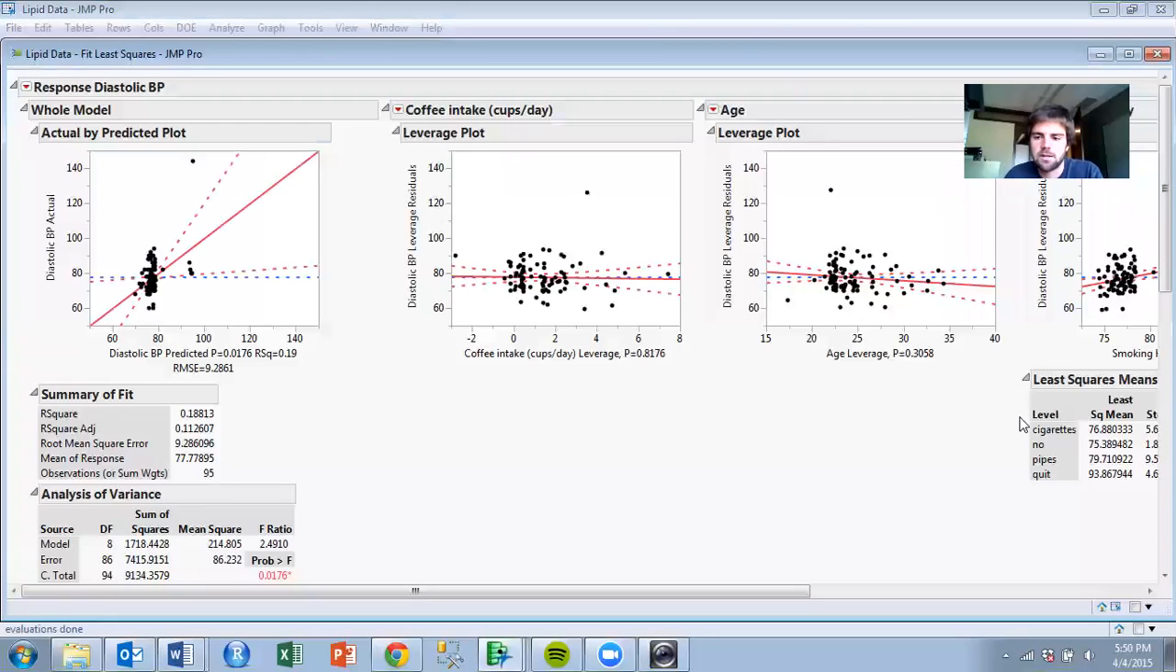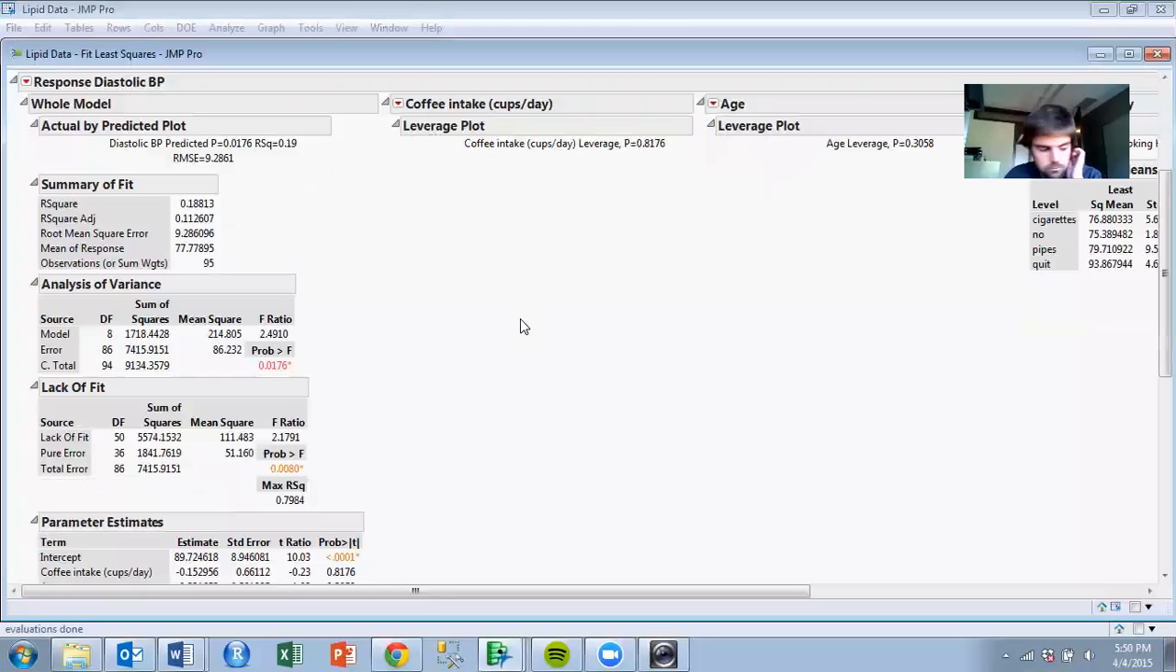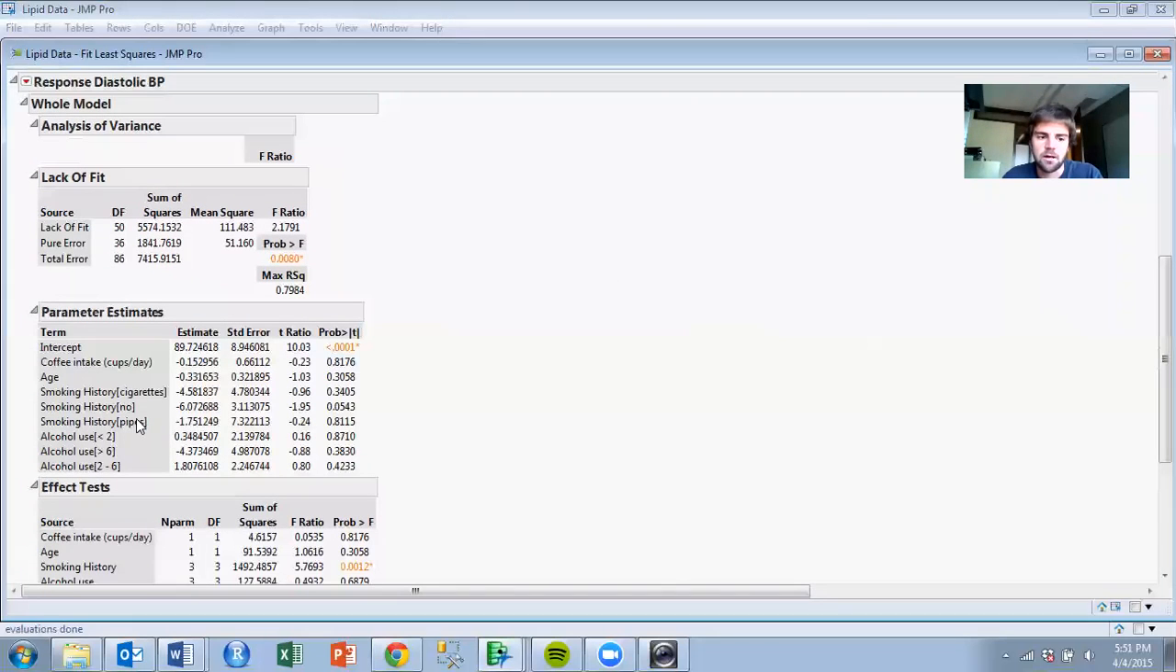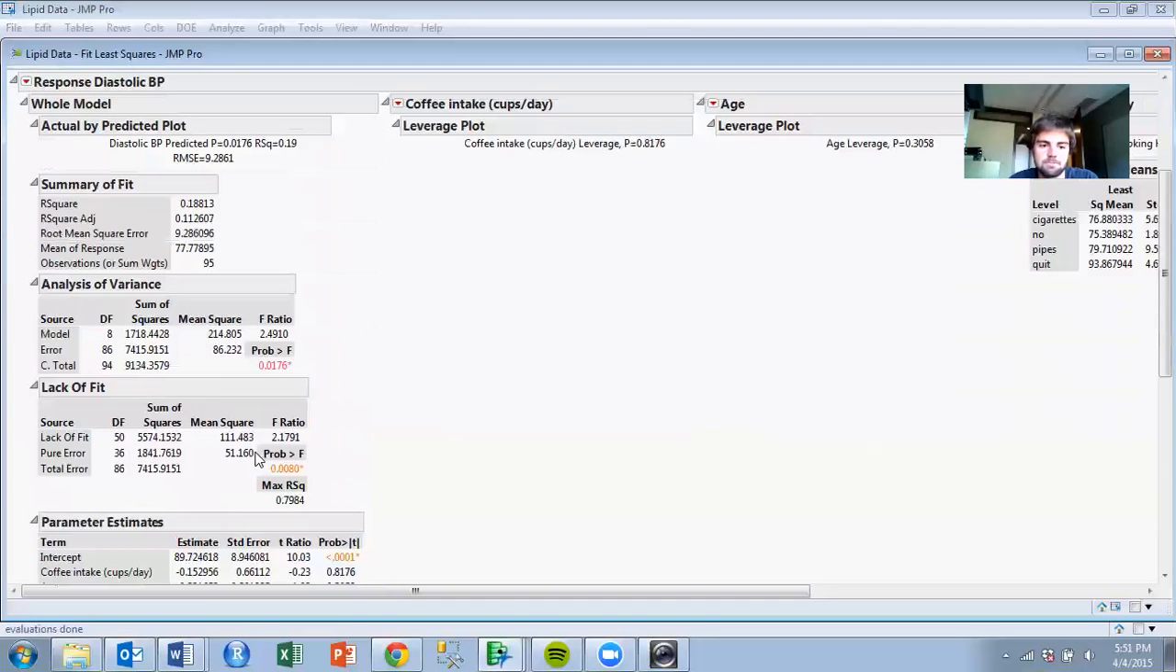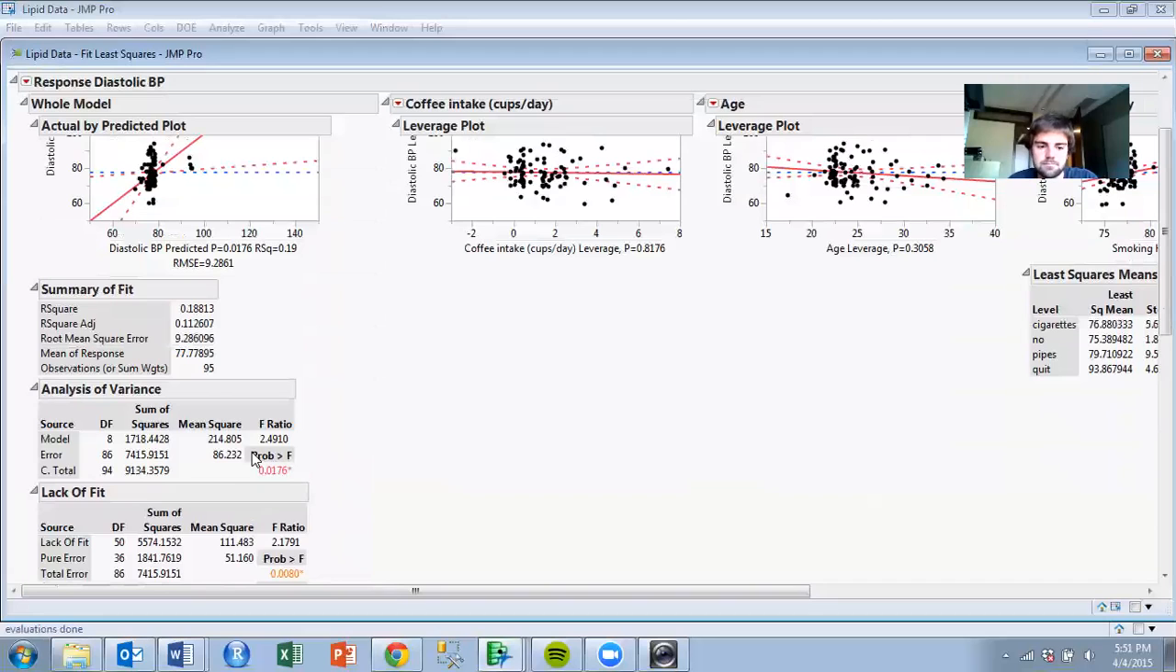And if we run this model, and I didn't turn on the more reduced version of this, you can see we get an R squared of 19%. That means 19% of the variability in this diastolic blood pressure can be explained by the model that we built using the coffee intake and their age and their alcohol use and their smoking history. That's how much of the variability in the response we can explain.